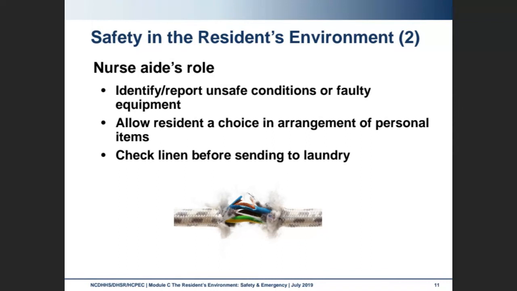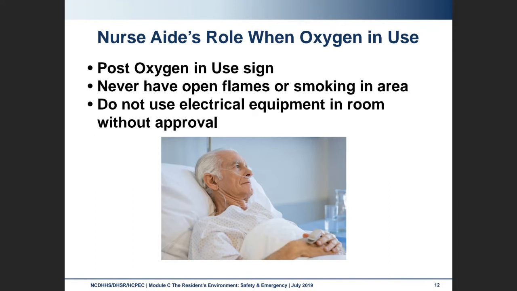We also want to make sure to check linens for personal items before sending it to the laundry so that their items don't get lost or damaged. When someone is on oxygen, we want to make sure that there's an oxygen in use sign. It's really important not to have open flames or smoking in any area where there is oxygen, and also want to make sure that electrical equipment in the room is safe and that we're not putting any other additional electrical equipment in the room without getting it approved first.